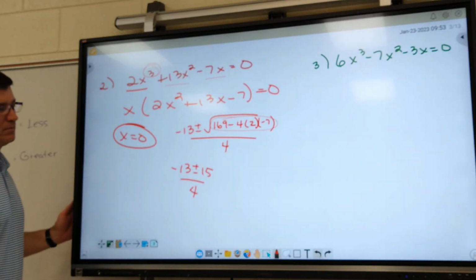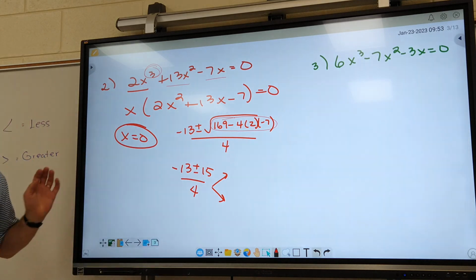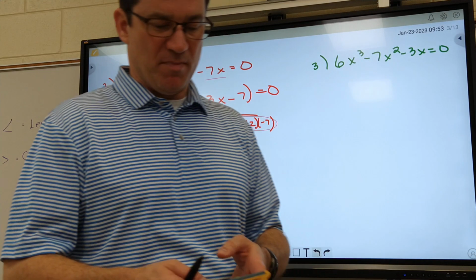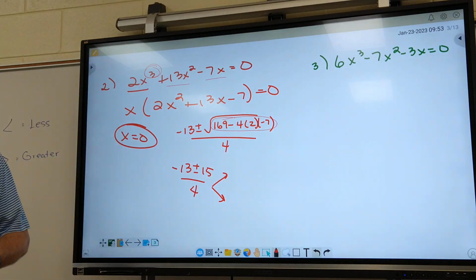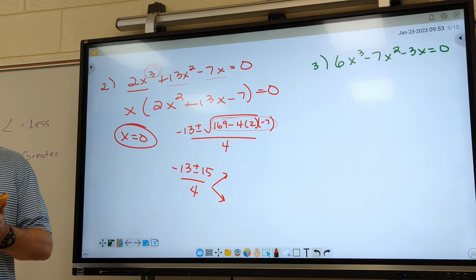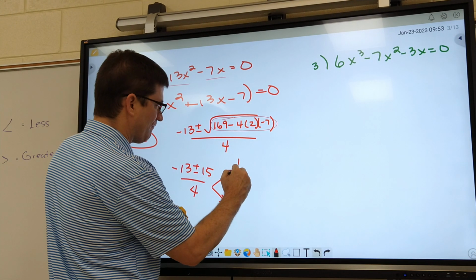All right, so now how do we find both answers from this? Well, you got a plus and a minus. We'll do the plus first. And for the second answer, we'll use the minus. So on top, I got negative 13 plus 15. On bottom, I got 4. First answer is, I got 1/2.